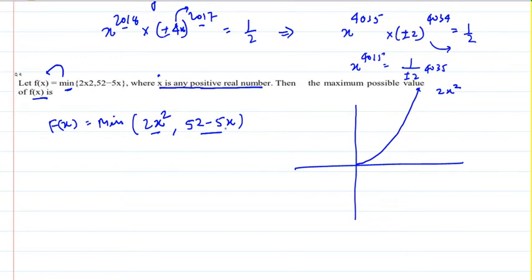This is 52 minus 5x. When x is equal to 0, I will have an intercept at the height of 52. As x increases, this will start to fall. So this is the point where they are both equal. You will have to always assign the lower value to the function. On the left hand side, this is the lower graph. On the right hand side, this is the lower graph.